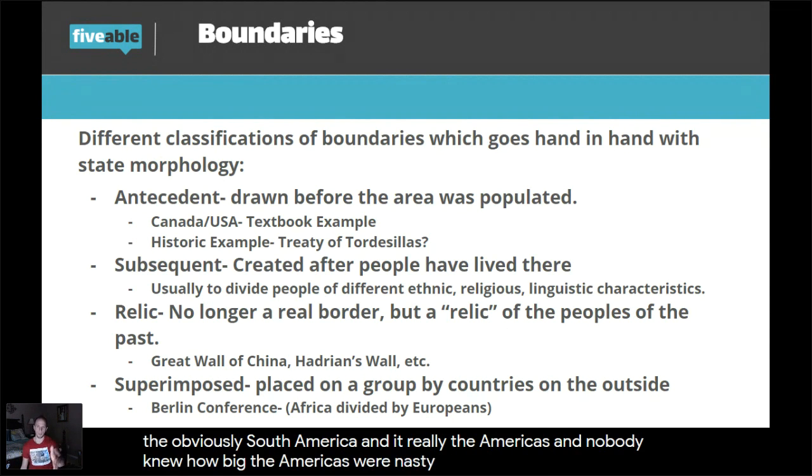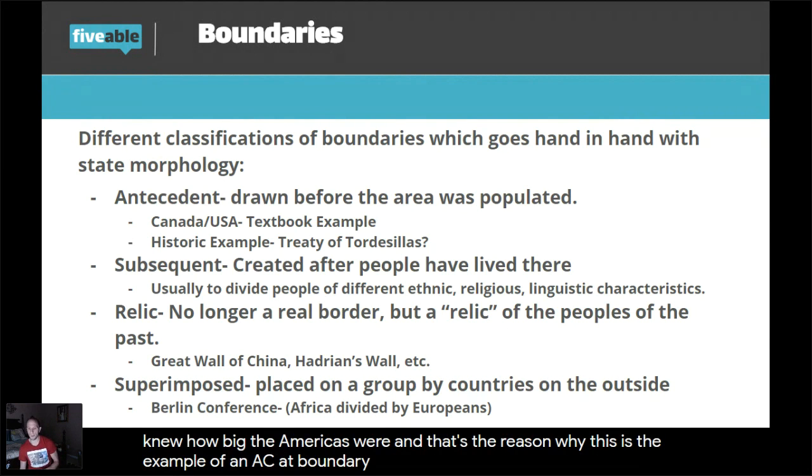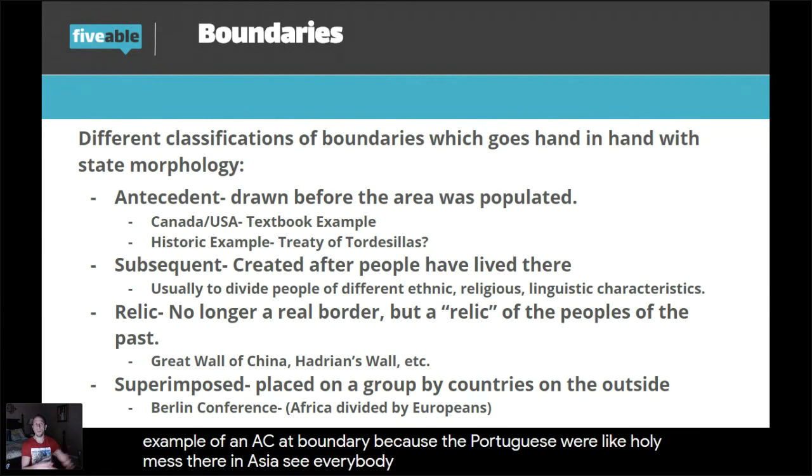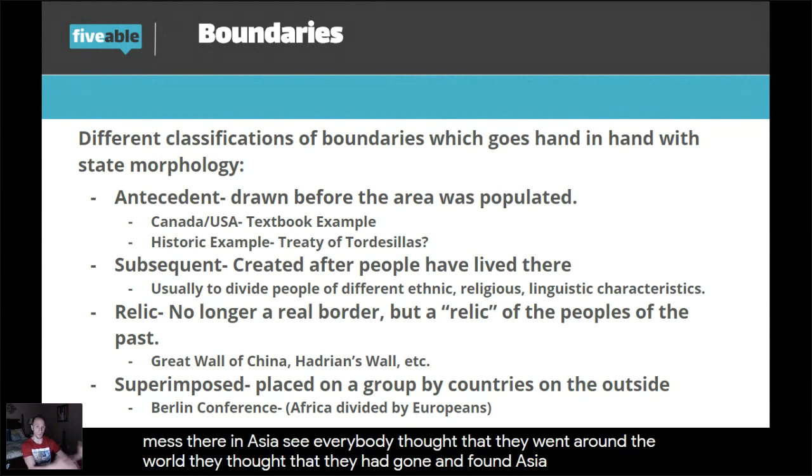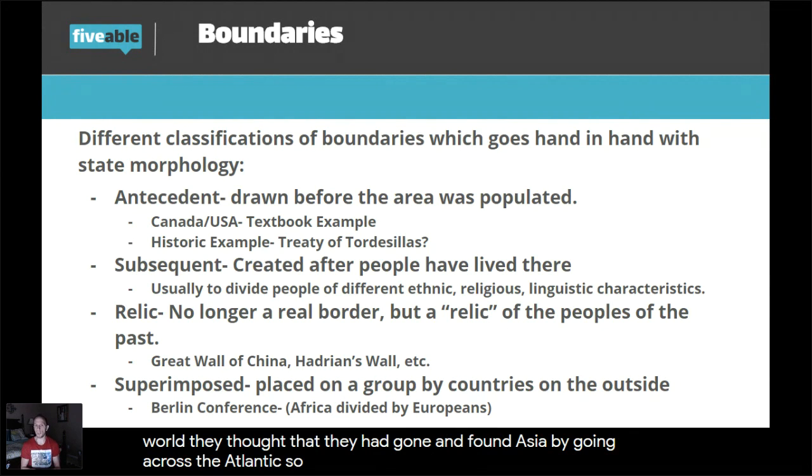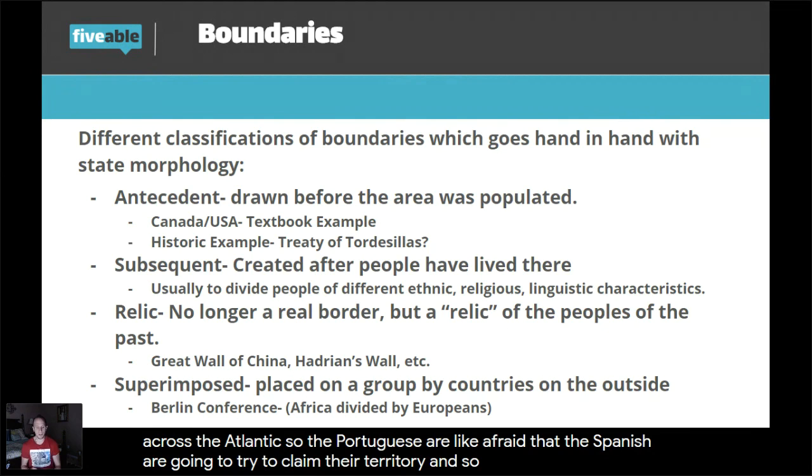And that's the reason why this is an example of an antecedent boundary. Because the Portuguese are like, holy mess, they're in Asia. See, everybody thought that they went around the world. They thought that they had gone and found Asia by going across the Atlantic. So the Portuguese are afraid that the Spanish are going to try to claim their territory, and so they get the Pope involved.